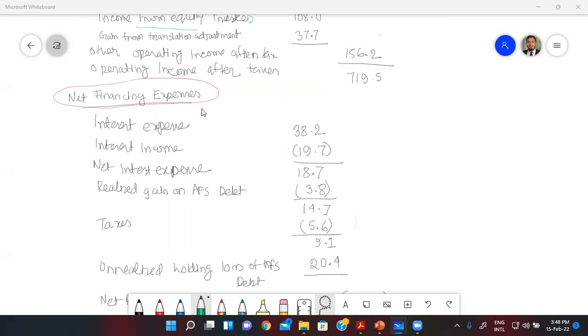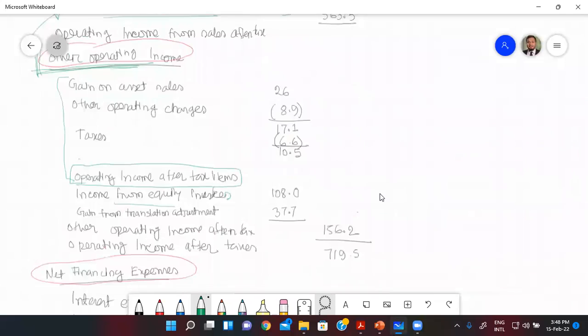Okay, that's why I have written here, realized gain on the available for sale debt. Now you might ask the question why it is a negative amount. We'll talk about it separately here. So we first finish our discussion about the other operating income.